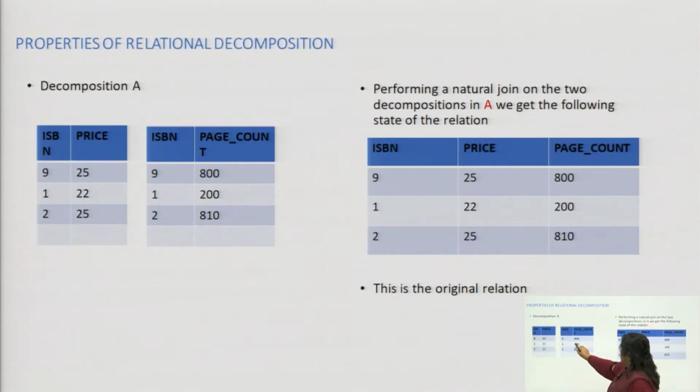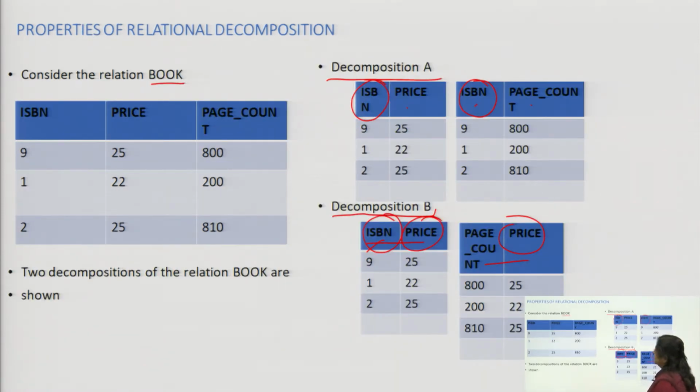Now, this is the decomposition I had shown you in the previous slide. When I perform a natural join, I get this relation. So, this is what? This is a natural join of these two relations. And what is this? Just have a look. This is again the original relation that we had.